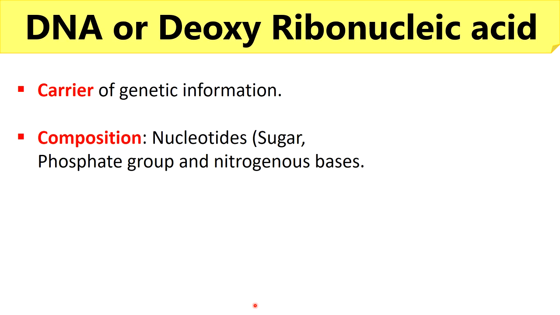DNA is a complex organic biomolecule which functions as a carrier of genetic information that passes specific genes of a parent cell to the daughter cells, from one generation to the next generation. DNA is formed by the combination of nitrogenous bases, sugar and phosphate groups.